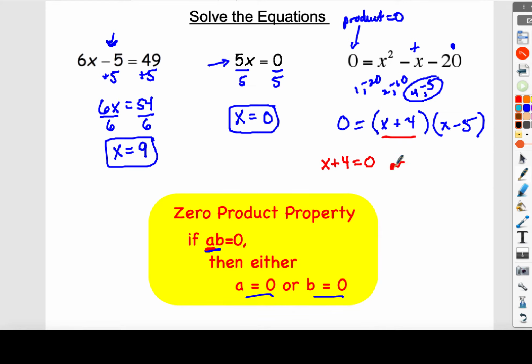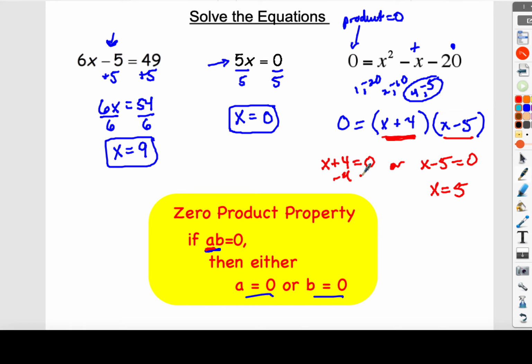Or x minus 5 could equal 0. Because, again, if x minus 5 equals 0, say x were 5, if we added that 5 to the other side, well, this becomes 0 multiplied by whatever that is, 9, right? And 0 times anything, 0 times 9, would be 0.